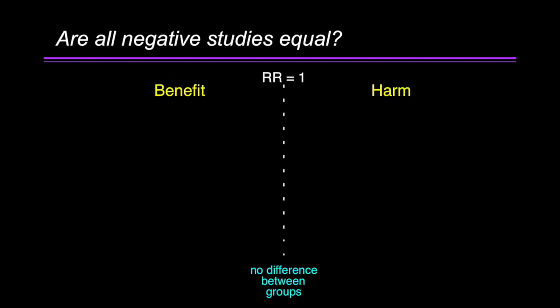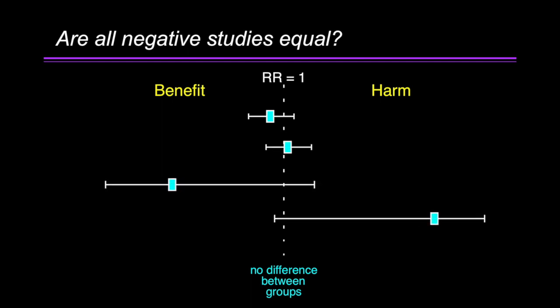Now that leads to the question, are all negative studies equal? Once you say the study's negative, is there nothing else to learn? Well, there's more information than that. Consider these 4 studies. Now notice they're all negative studies. The confidence intervals all include a relative risk of 1. Their p-values are all greater than 0.05. But they don't have the same information.